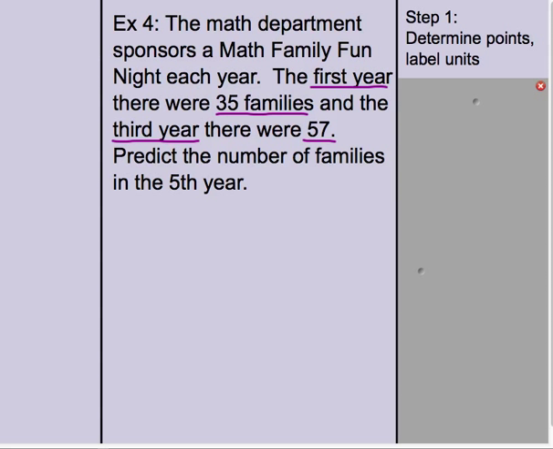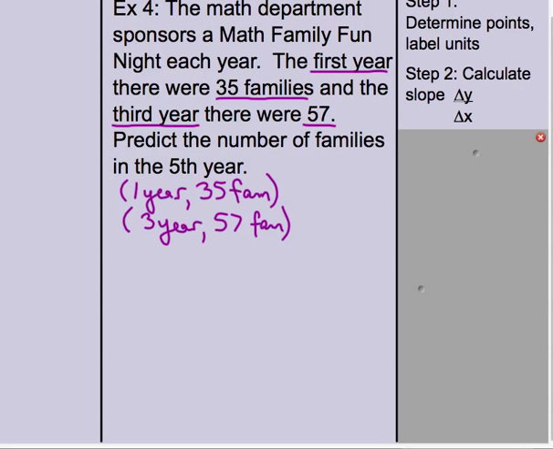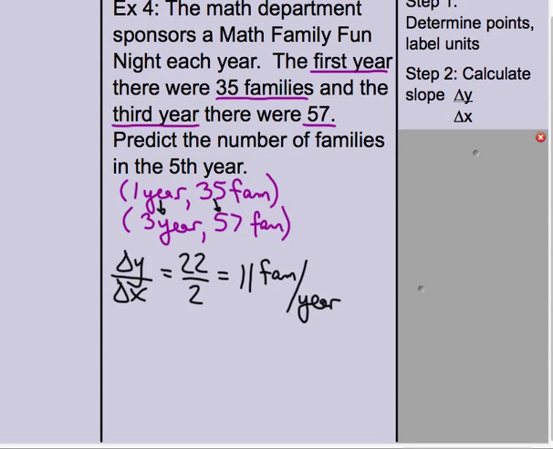Now remember, when you're setting up an ordered pair, the x is the independent variable. And if there's ever time as one of your options, that's your independent variable. So I have ordered pairs: 1 year, 35 families, and then 3rd year, 57 families. I'm going to calculate the slope, change in y over change in x. So looking at my y values, 35 plus what gives me 57. So my change in y is positive 22. And then my change in x is 2. So I get a rate of change of 11, and let's label it. Y was families, x was year. So on average, we got an additional 11 families per year to come to our Math Family Fun Night.